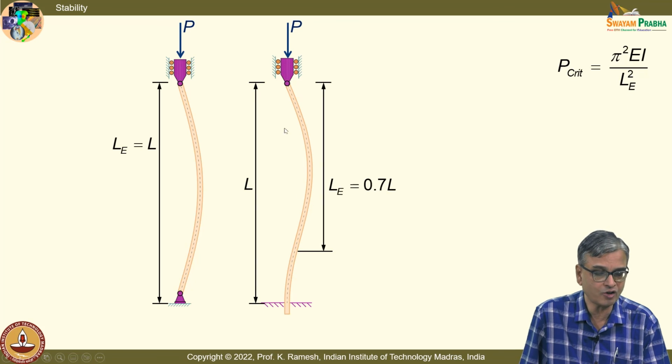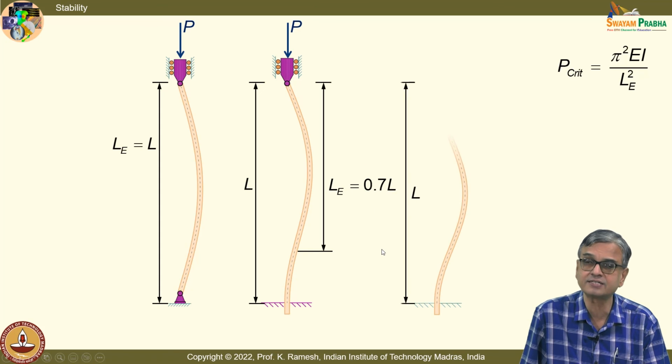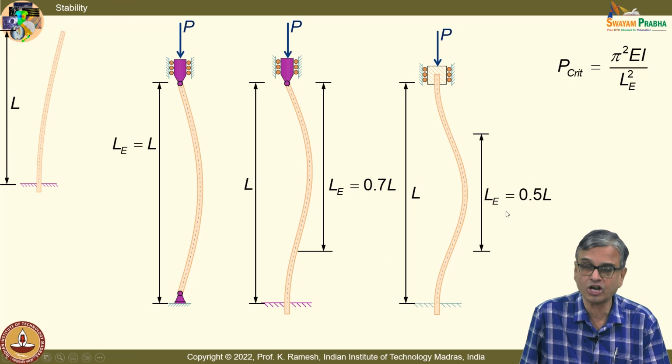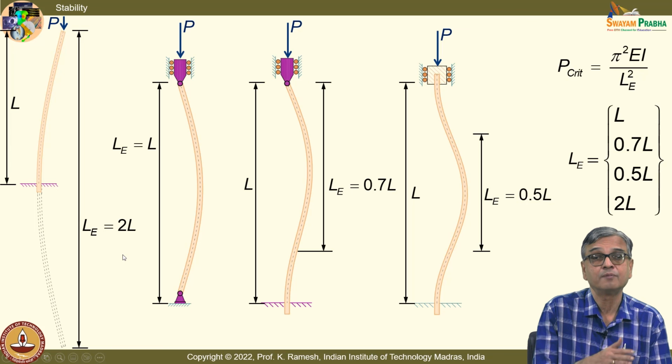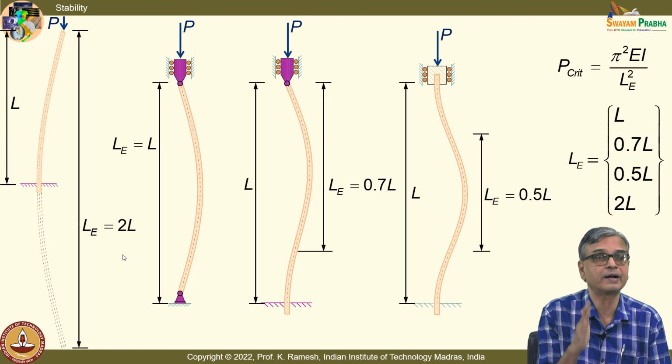If I have a column that is fixed at one end and pinned at the other, I view this as an equivalent length of 0.7 L. If I have a column which is clamped, I view this as a column of length 0.5 L, and if I have a cantilever, I view this as a column of 2 L. Longer the column, more it is prone to buckling.